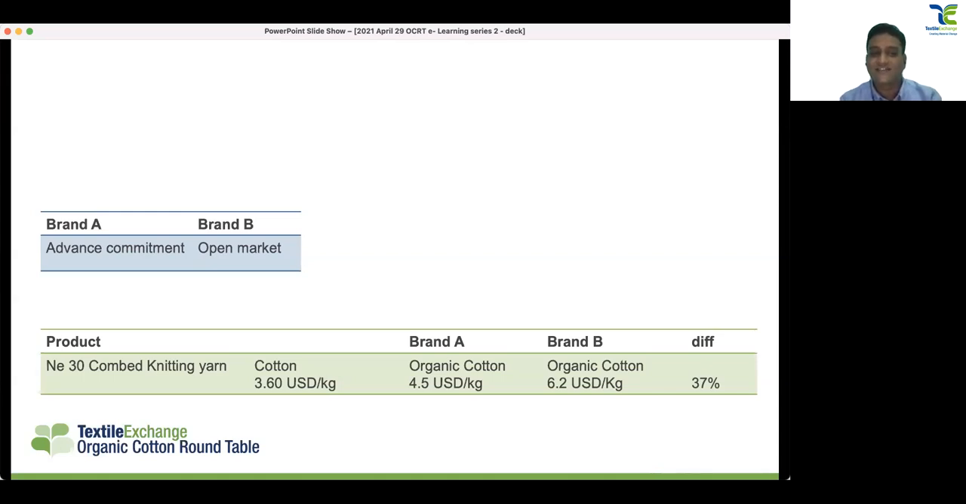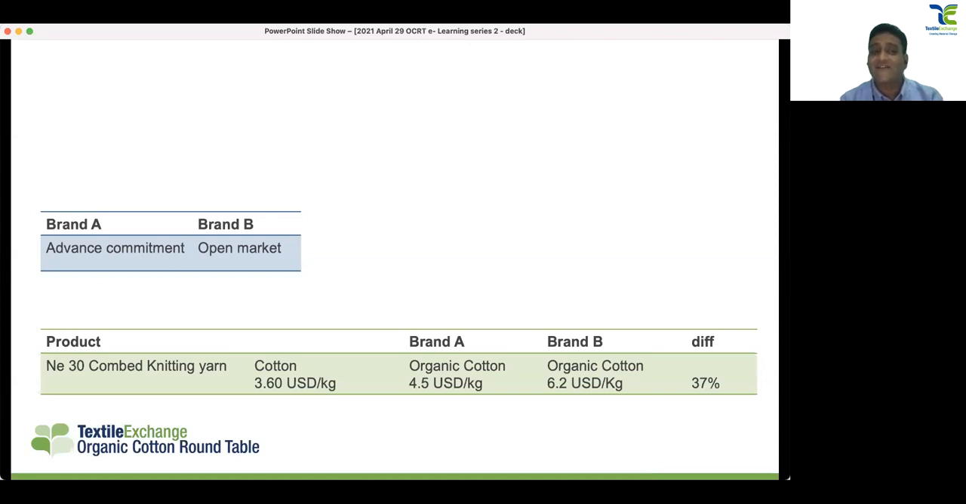What you see here, let's just compare any 30 yarn count, which is organic, which was sold just last week. Conventional cotton price was $3.6 per kg ex-mill. Brand A is buying at 4.5, whereas brand B is buying at 6.2. Why are there two different prices for brand A and brand B? It's simple. One reason is both have a different sourcing model.